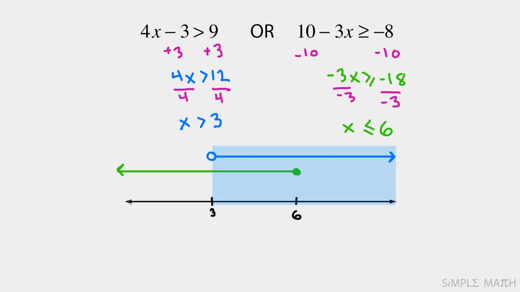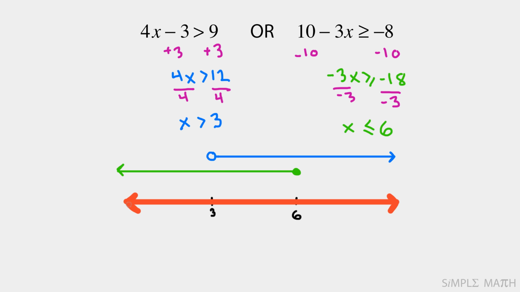Well, you can see that the blue arrow covers all values greater than 3, and the green arrow covers all values less than or equal to 6. So you can easily see that all numbers on the number line are acceptable. This means that the solution set is all real numbers, and we can use any value for x. To draw our solution set, we simply draw an arrow from left to right, which covers the entire number line.